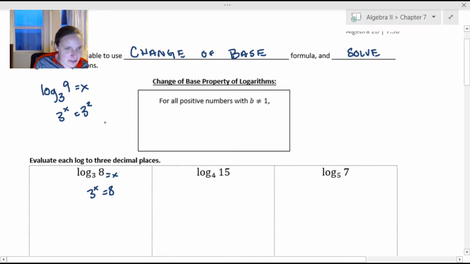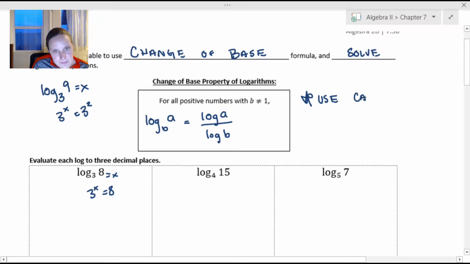So the change of base formula looks like this. When you have log base b of a, I can use my calculator and do log a divided by log b, and it gives us a decimal. We're going to have to use our calculator, and make sure we put our parentheses in properly.